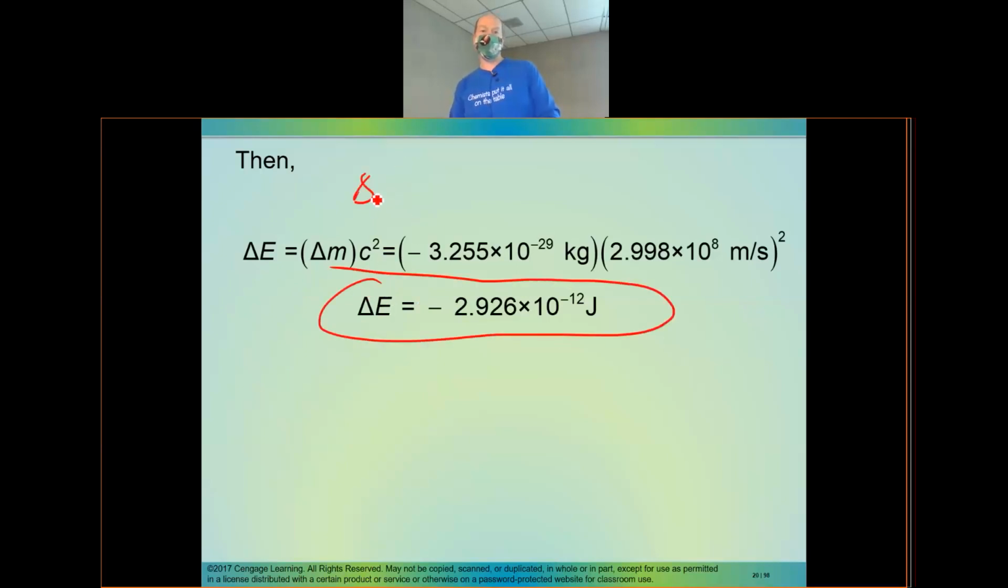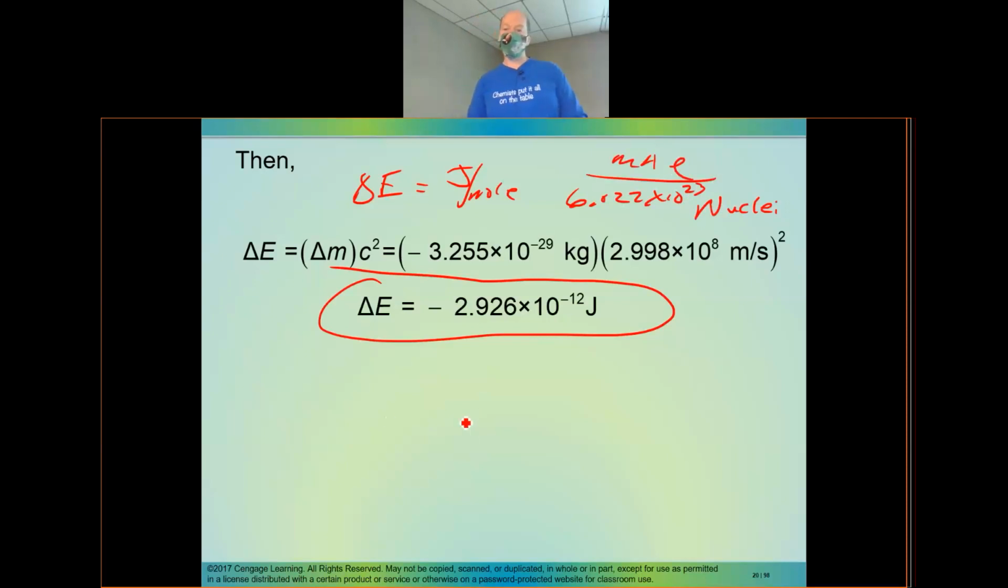So you already had your delta E in joules per mole. You just had to divide by 6.022 times 10 to the 23rd nuclei per mole. All right. So now this is in joules per nuclei. The other one was joules per mole.